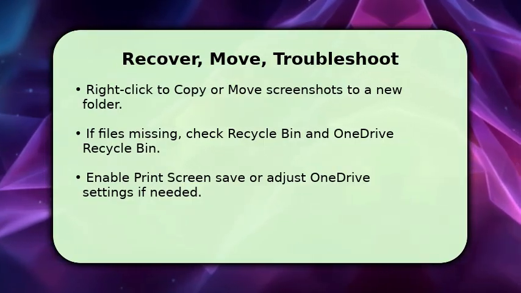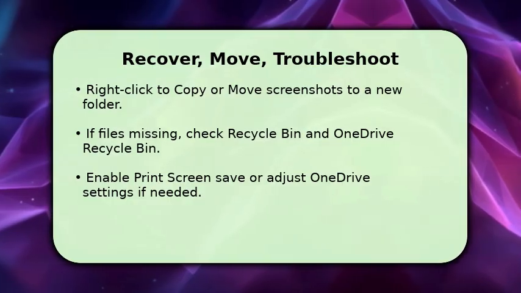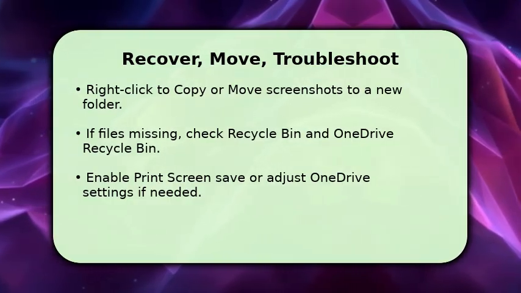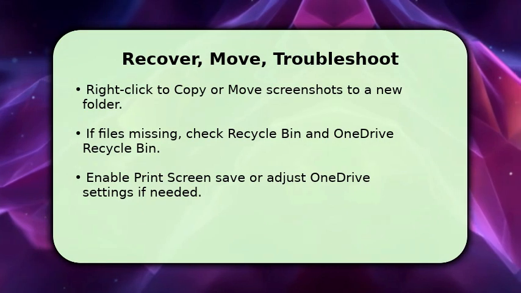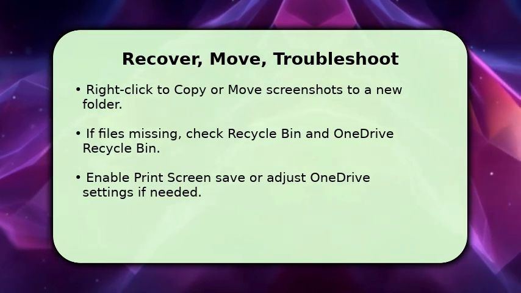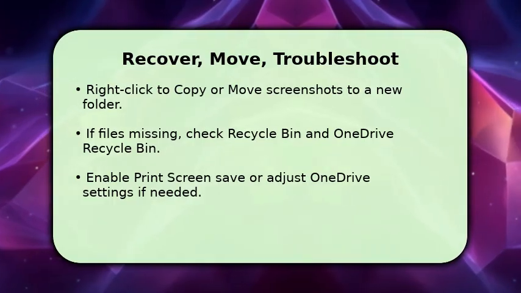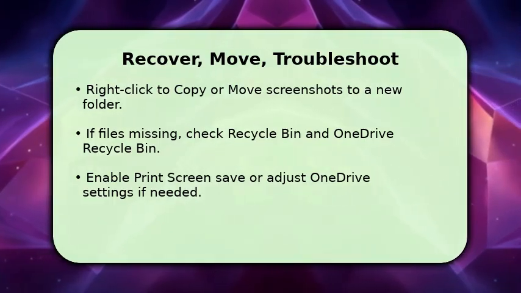redirecting pictures. If Print Screen didn't save automatically, enable the setting in OneDrive or use Windows key plus Print Screen to force a save. Troubleshooting tip: check clipboard history and OneDrive sync status when images disappear.